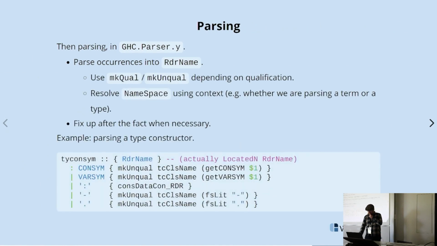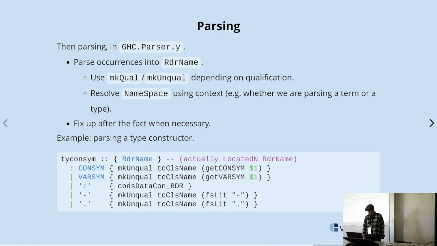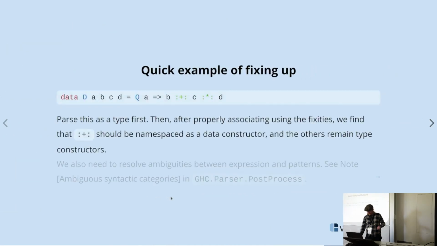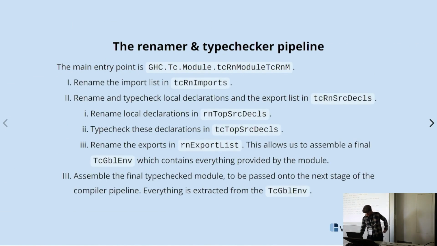I explained earlier what we're doing in the parser. We're creating these occurrence names, OccName, just using mkQual and mkUnqual, which create qualified and unqualified names. This is code from the parser, which parses a type constructor. I'll skip that. And then let's see how renaming and type checking works.